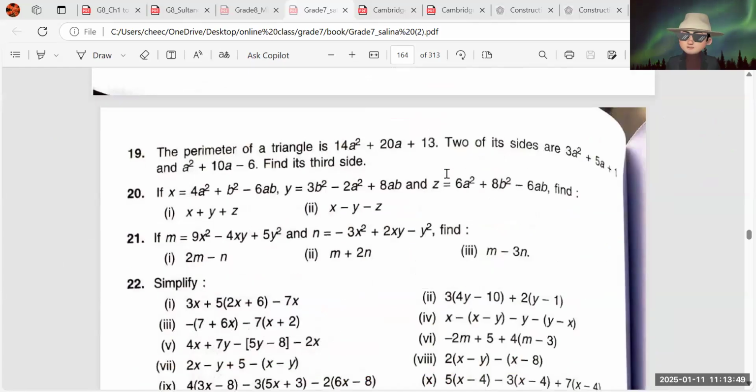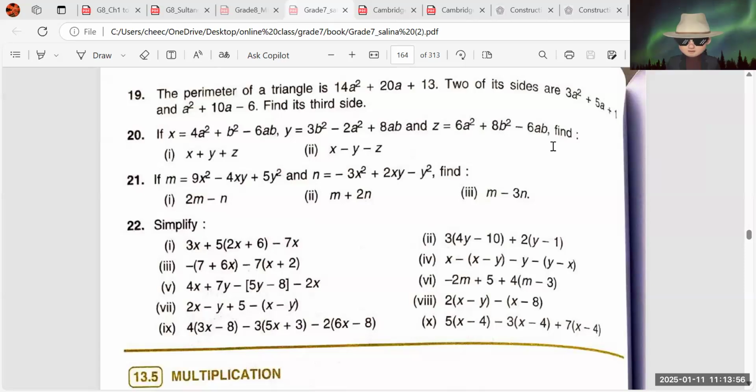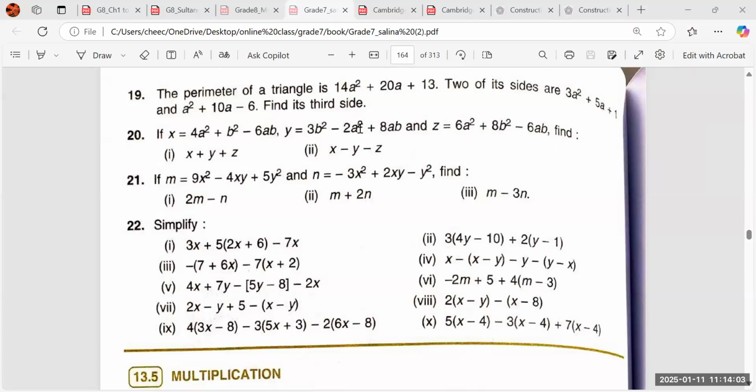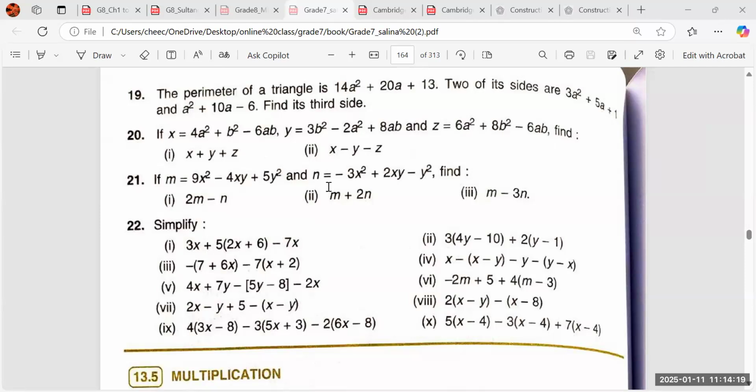Any other doubt, Arav? Yes, sir. 19, 20, and 21 also. Which part in 20, Arav? Sir, not in 20, sorry. Okay. Which part in 21? All.